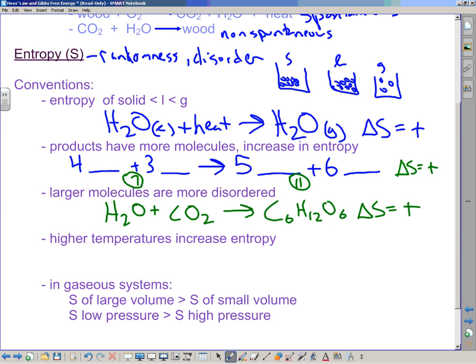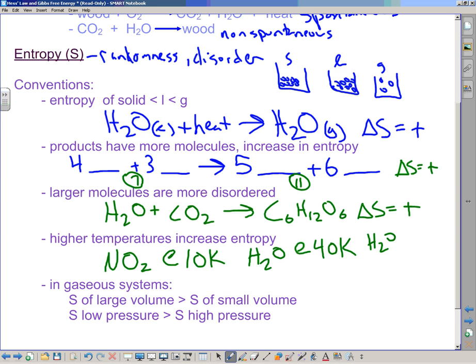Questions on that one? All right, last 2. Higher temperatures increase entropy. Let's say we had a sample of N2O at 10 degrees Kelvin, and then we had a sample of H2O at 40 degrees Kelvin. Which one is going to have a greater entropy? The H2O, since it's at a higher temperature. H2O has a higher S entropy.